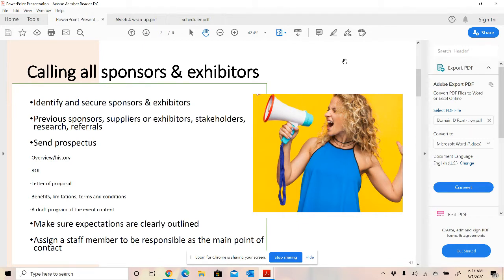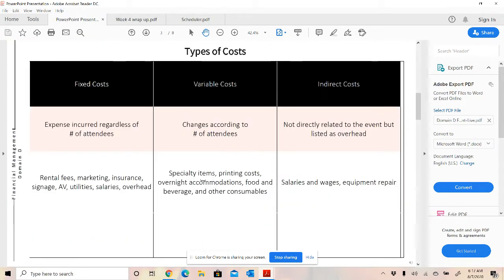You want to make sure that your expectations are clearly outlined so everybody's on the same page. And then assigning a staff member to be responsible as a main point of contact. So you really want to make sure that this is a beneficial relationship for both parties. So if you can assign a staff member, making sure everybody's happy, everybody's on the same page, you're more likely to get exhibitors and sponsors to come back. And that's really a huge part of a lot of events and where revenue comes from. So you want to make sure that you focus on your sponsors and your exhibitors.